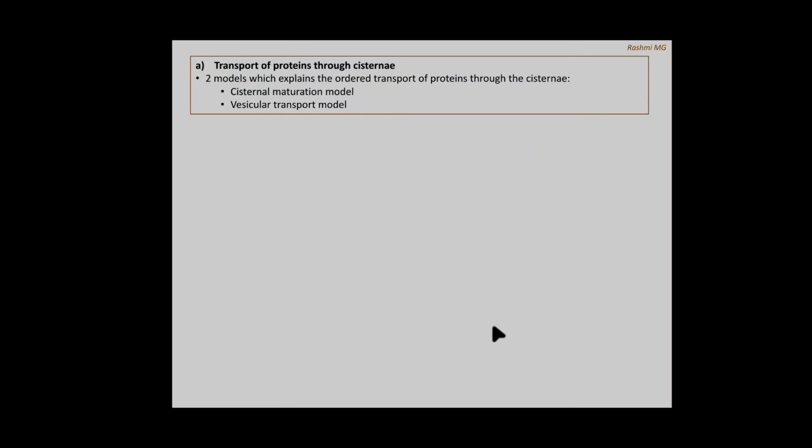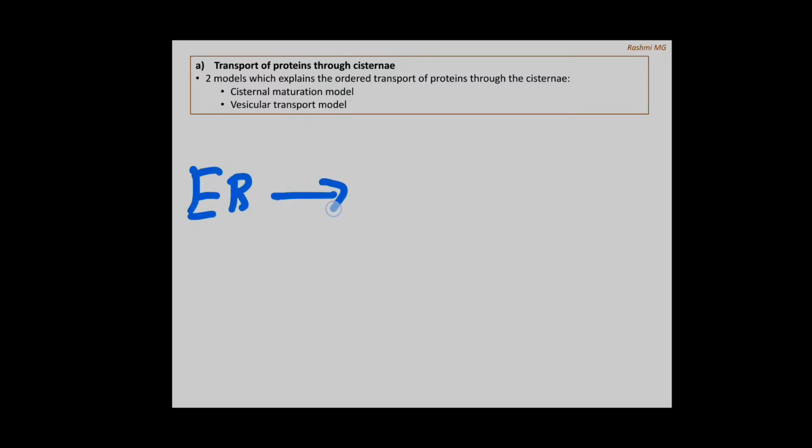Now let us learn how the transport of proteins occurs in the Golgi. Before getting into this concept, I want you to make sure that we learned the different types of transport vesicles, right? COP1, COP2, clathrin, everything. So I'll write up a flowchart now.